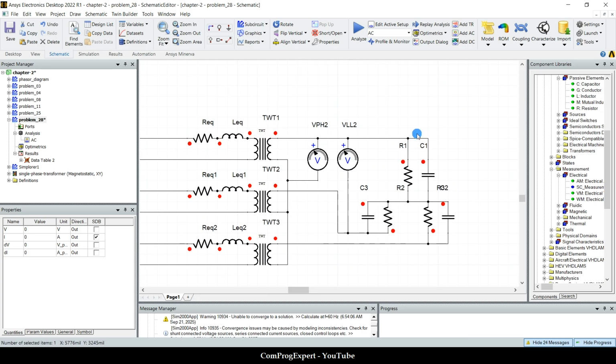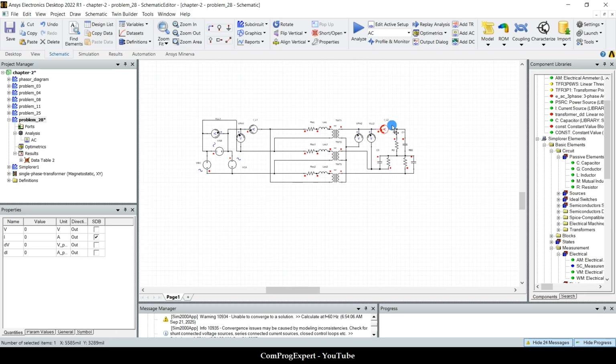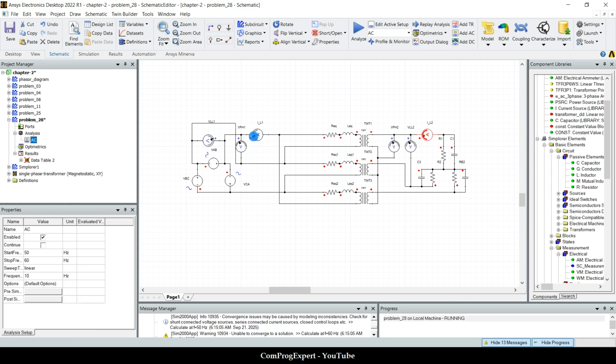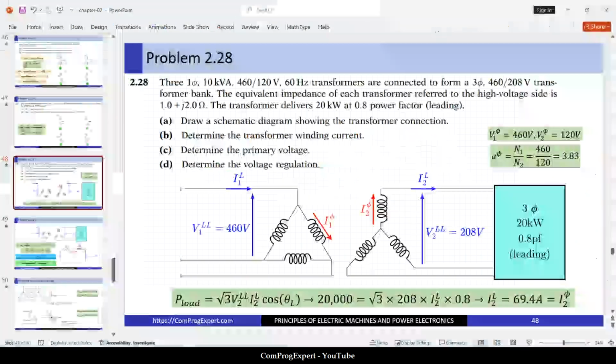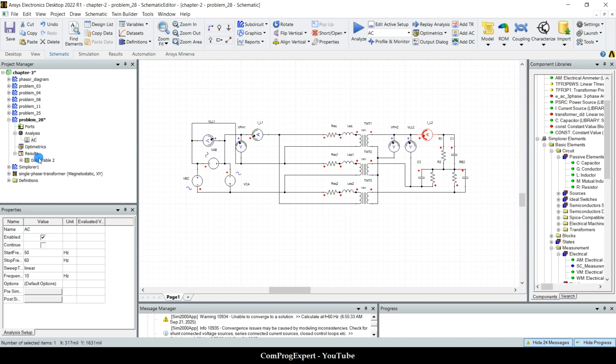Copy it. What about the secondary? We should place the ampere meter here for the line 2. So let's run the simulation again to measure the value of the line currents. In our case, the line current for the secondary is 69.4.